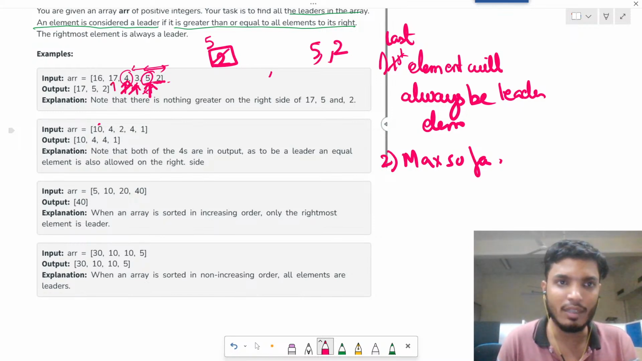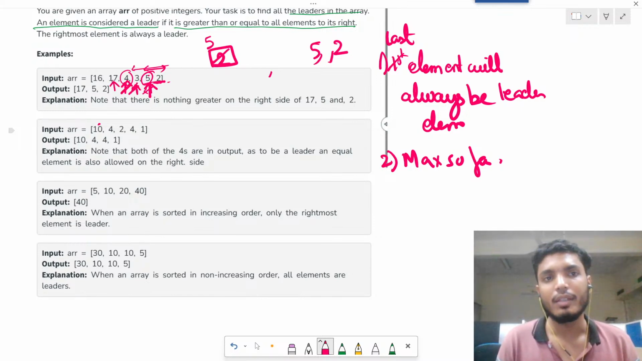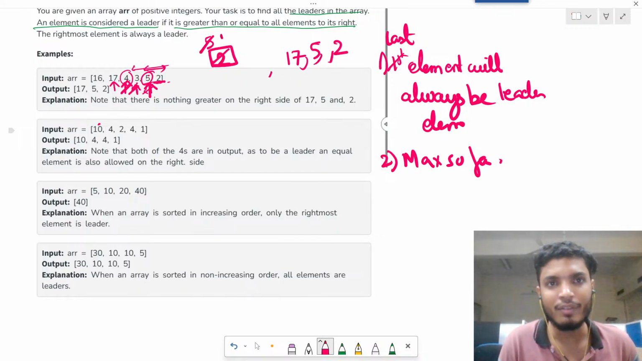Again I'll move to 17. Is 17 greater than 5? Yes, 17 is greater than 5. So 17 is the leader, and also I have to update this 5 with 17. Again I move here. Is 16 greater than the maximum so far? No.